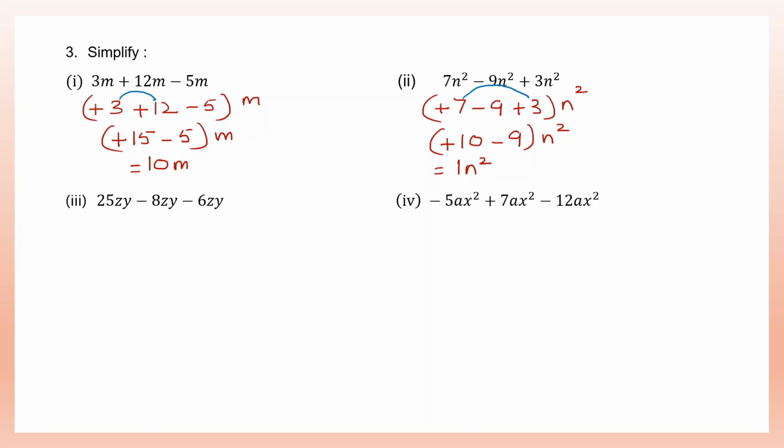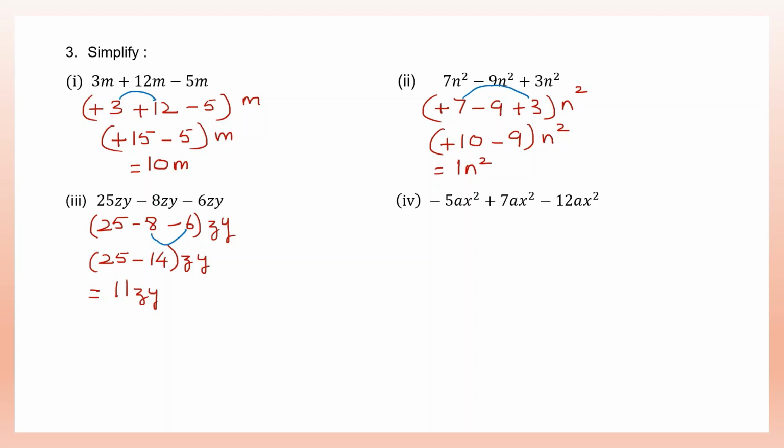Third one. Again, they're all like terms. Let's take only the numbers. 25 minus 8 minus 6 zy. Add up the numbers that have the same sign. Minus 8 and minus 6 have the same sign. So let's write the first one as it is, 25. Now, signs are the same. So put the same sign and add. 8 plus 6 is 14. Minus 14 zy, which is equal to 25 minus 14, which is 11 zy.